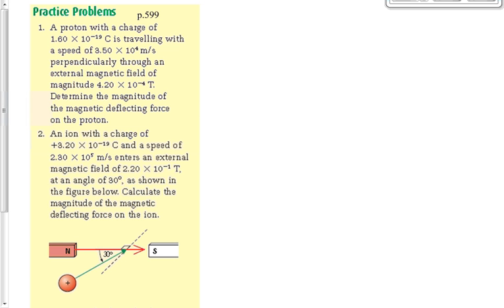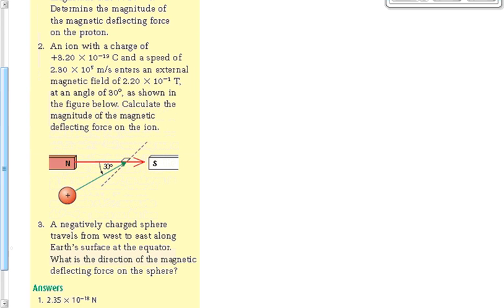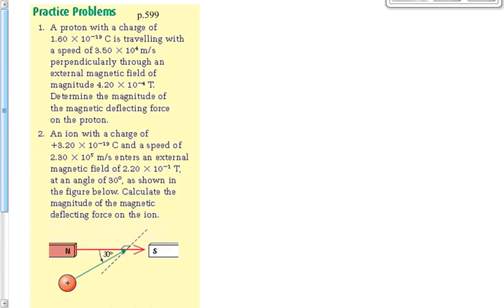All right. We had one question for homework last night, on page 599, question number 1. Any issues with that question? That's a pretty straightforward question, right? We're only looking for the magnitude of it. Answer was 2.35 times 10 to the minus 18. It's using that equation, that's it. How do we know that equation's valid? Well, it tells us the particle is traveling perpendicularly through the magnetic field, and we know the equation is always valid if it's moving perpendicular through the magnetic field.